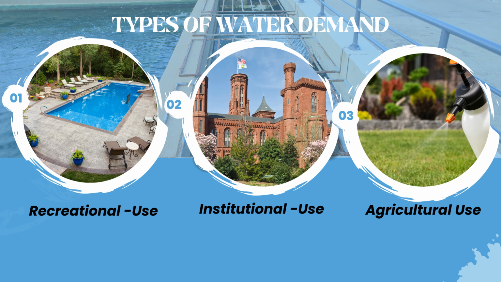Agricultural use. This is the big one. Also, institutional use. This is water used in schools and governmental buildings as well. In an urban setting, water can be used for entertainment such as swimming. This is called recreational water use.